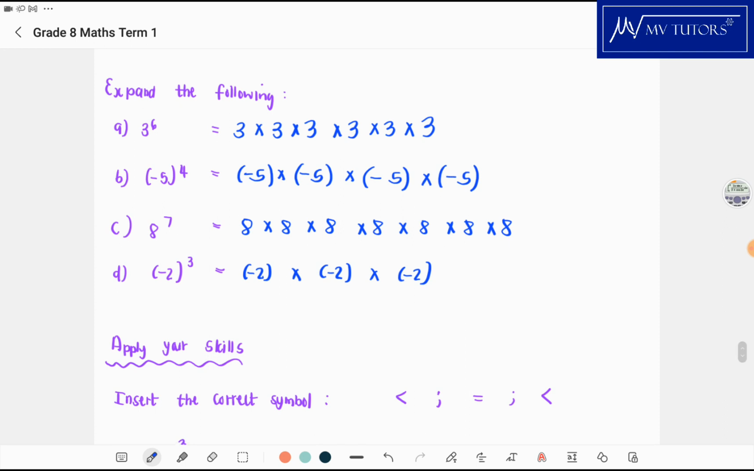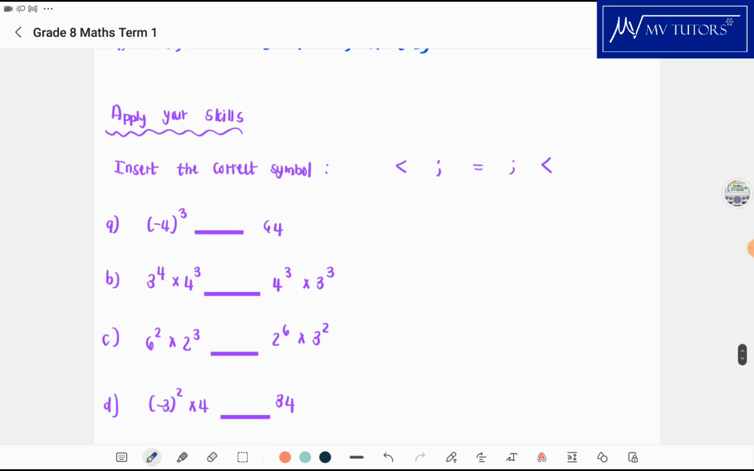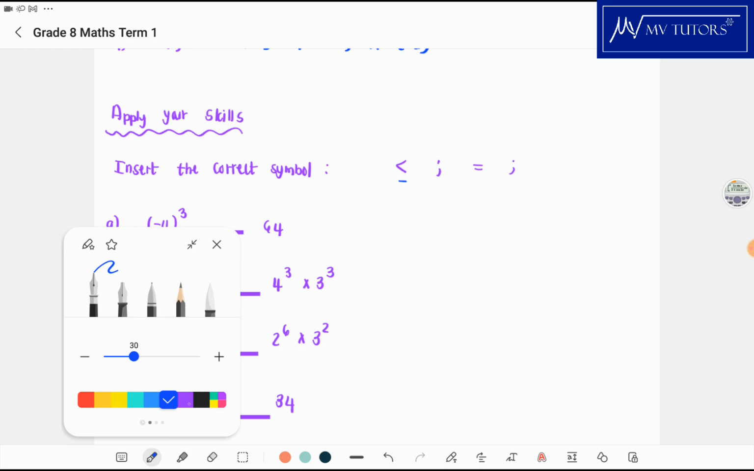Okay, and let us now apply our skills. So now we need to insert the correct symbol. All right, do we have smaller than, equal to, or greater than? I see here I used the same. So this should be greater than. Okay.